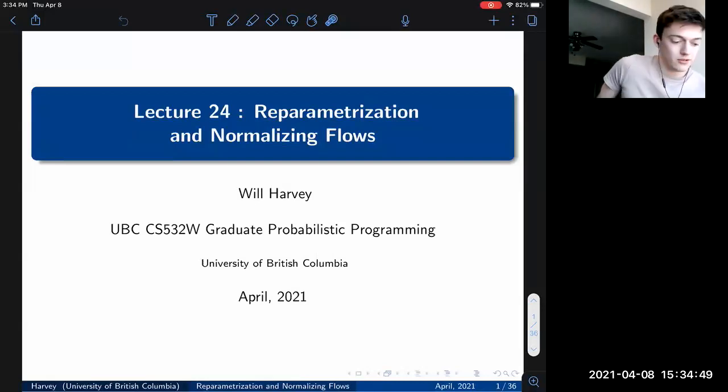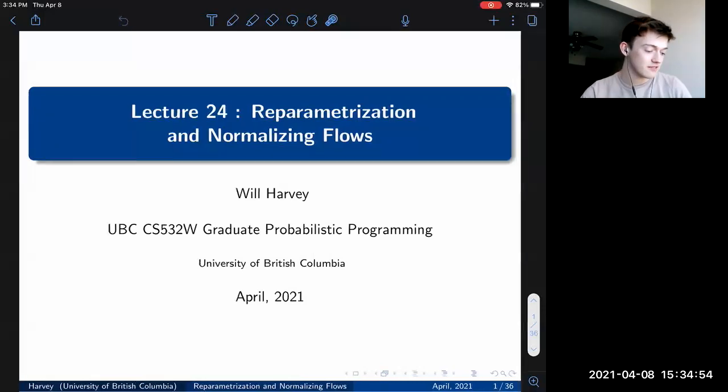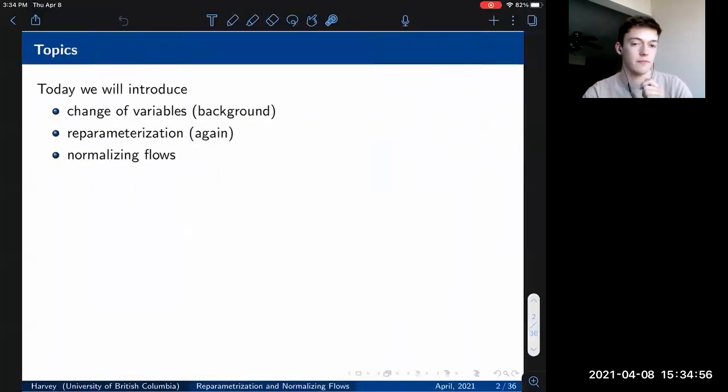So we will be talking today about reparameterization and normalizing flows, as Frank has already said. We'll start with one little slide of background on the change of variables rule, since we will use this repeatedly throughout. And then we'll talk about reparameterization, which I think Frank has already covered in this course a few lectures ago, but we'll do a slightly different perspective. And then we will move on to normalizing flows for the rest of the lecture.